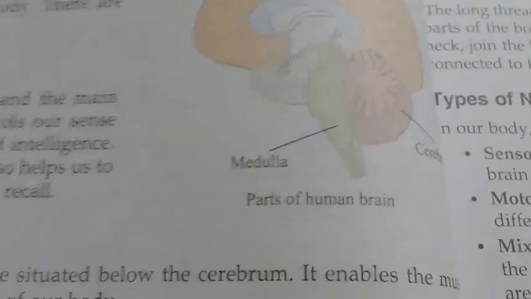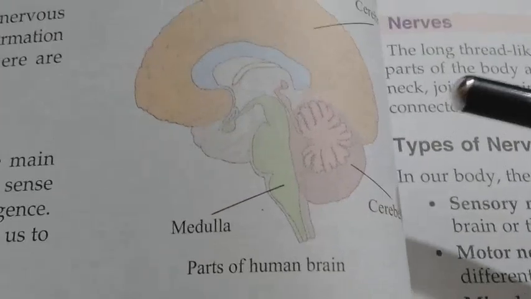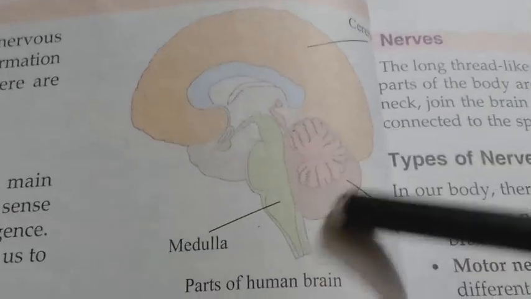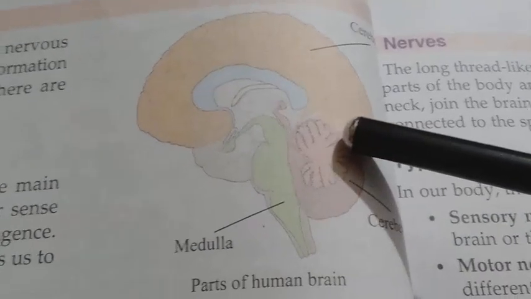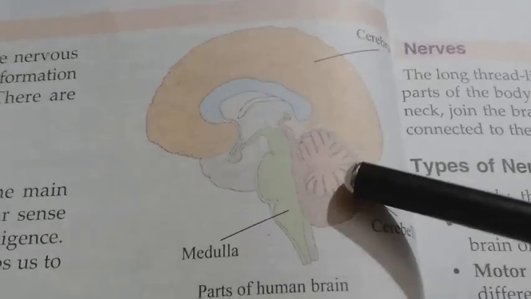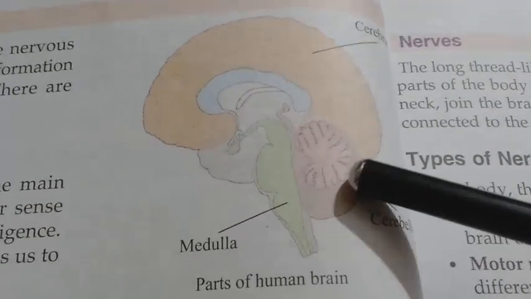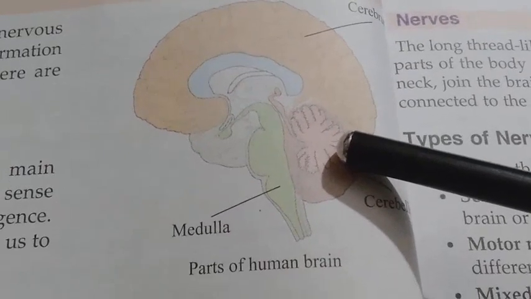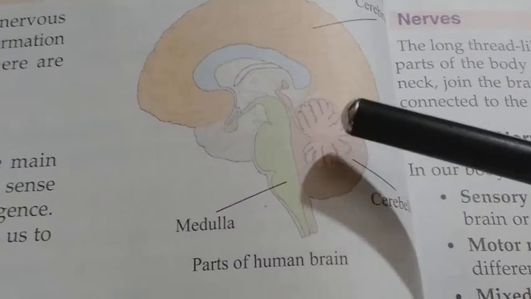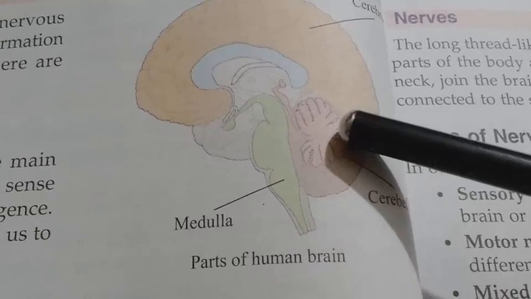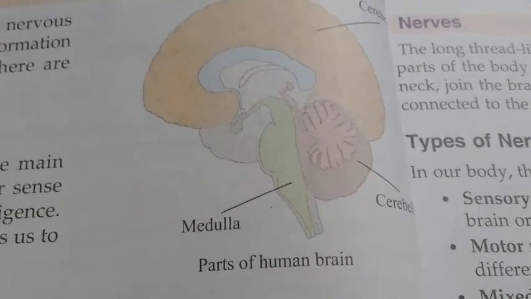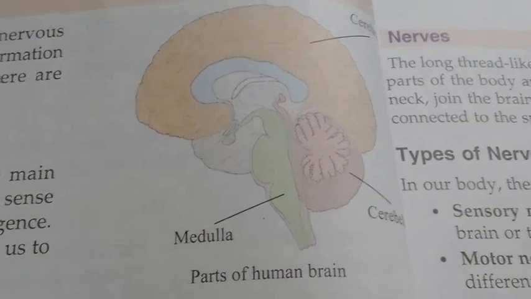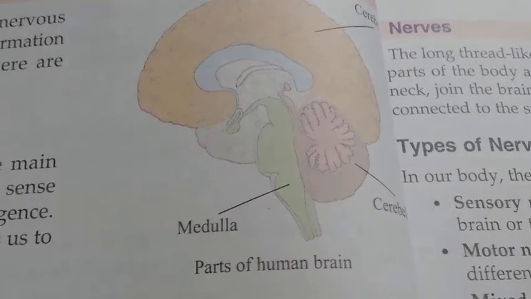Next is cerebellum. It is an egg-shaped structure situated below the cerebrum. Below the cerebrum, there is cerebellum. It enables muscle coordination and the balance of our body.